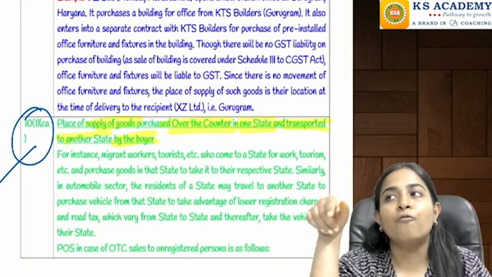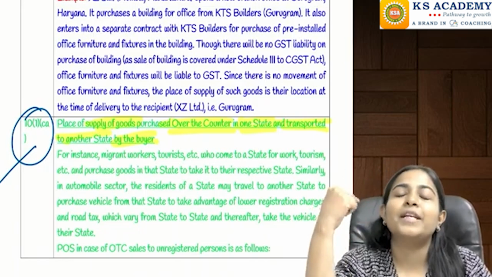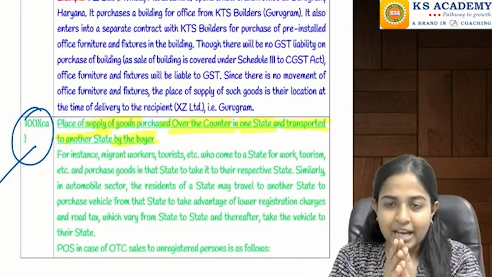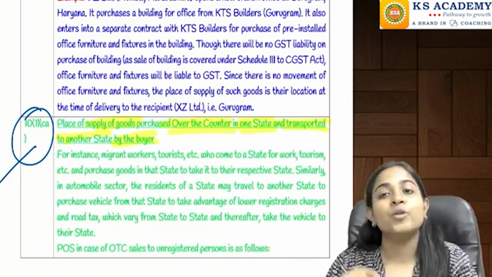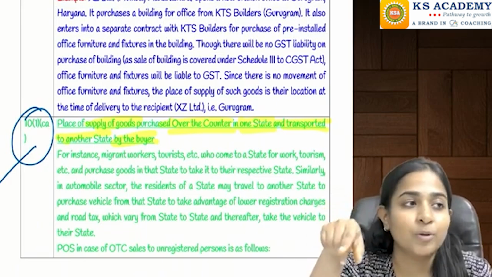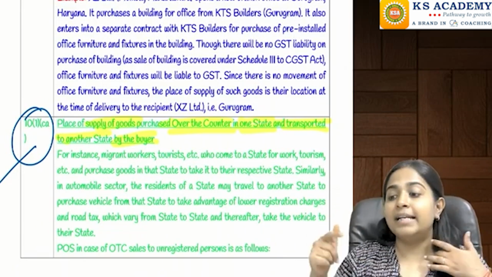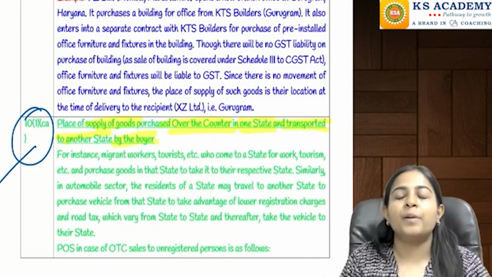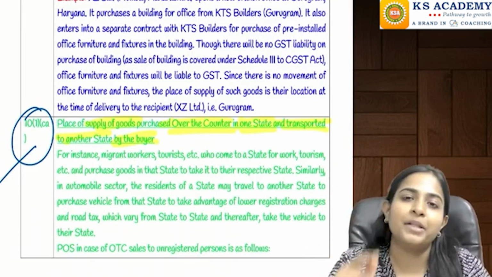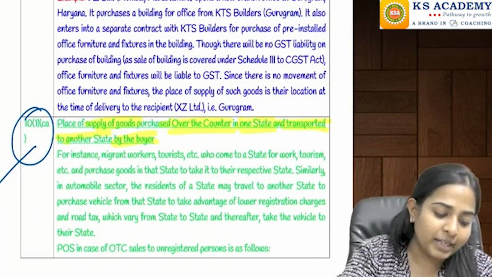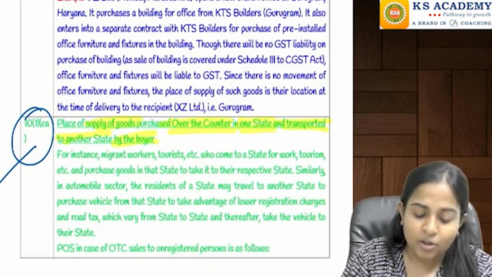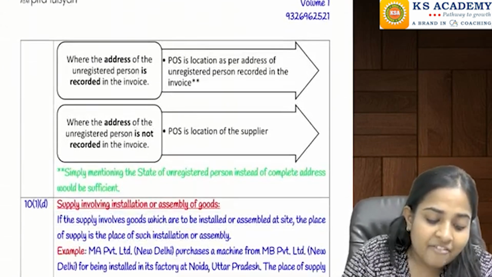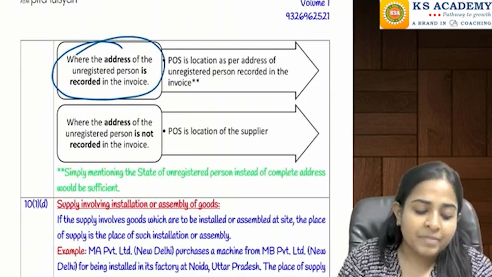Now in this case, what will the shopkeeper do? What will be the place of supply for the supplier in such cases? He has given the goods in his own state, but ultimately the goods are going to some other state. Can we say the supplier sold the goods in the state of Gujarat only, right? But ultimately the goods are getting transported to Maharashtra. So what will be the place of supply in such cases? In this case, can we say the sale is going to be to an unregistered person? In such a case they are telling that where the address of the unregistered person is recorded in the invoice.